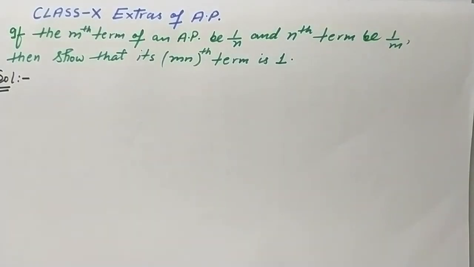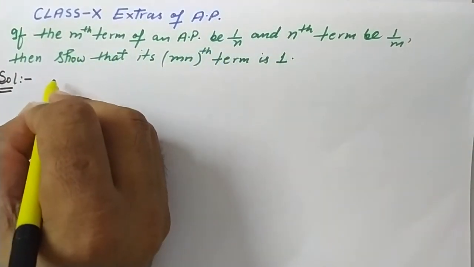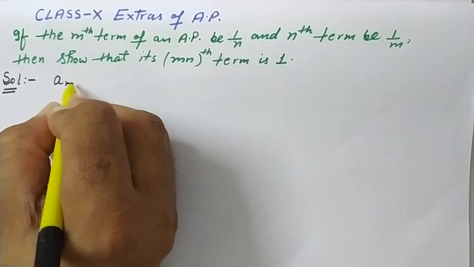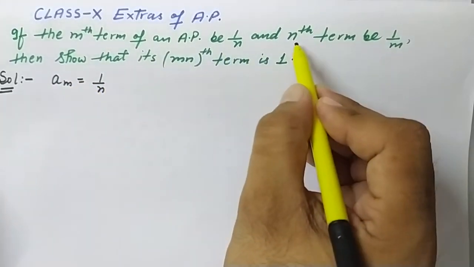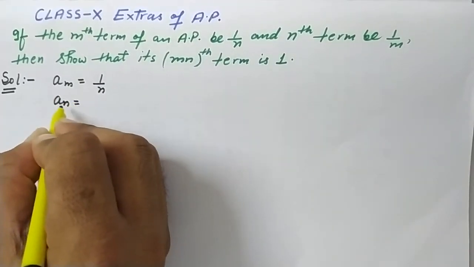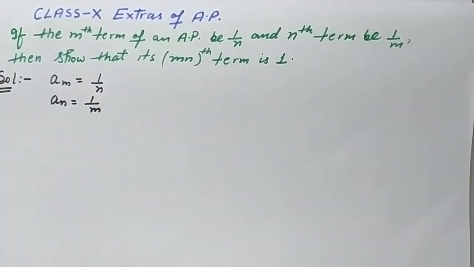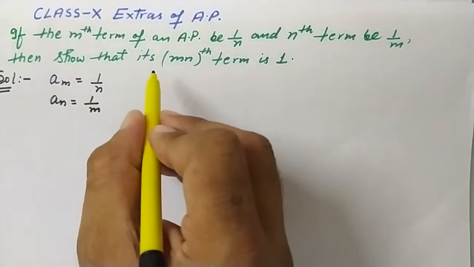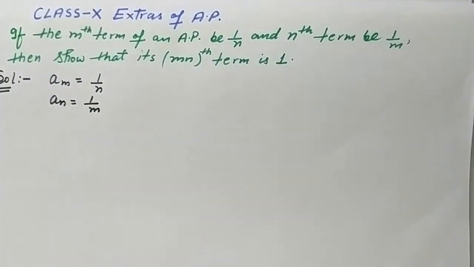First of all, it is given that mth term is 1 by n. It means am is 1 by n, right? And then it is given nth term is 1 by m. So it means nth term is an, that is 1 by m. So these two things are given to us and we need to prove that mnth term is 1. This we are to prove.